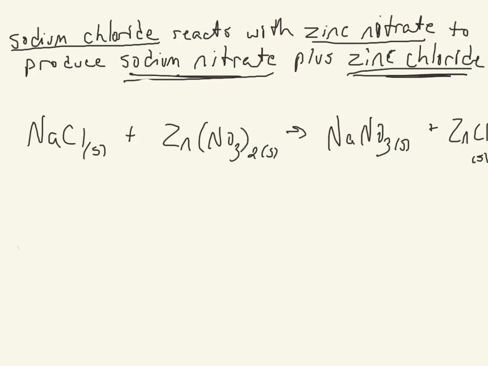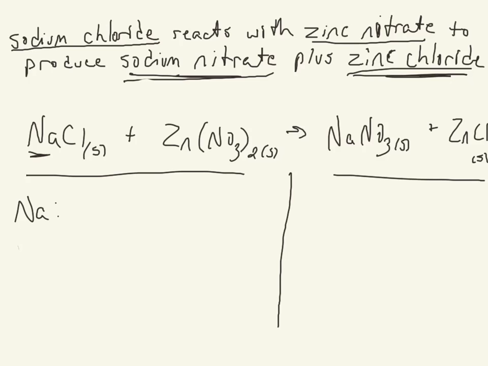So now what we need to do is balance. So we're going to split at our produce line here from our reactants to our products, and we're going to balance the sodiums first. And we can see we have 1 sodium here on our reactant side, and 1 sodium here in our product side. Then we go to our chlorine.